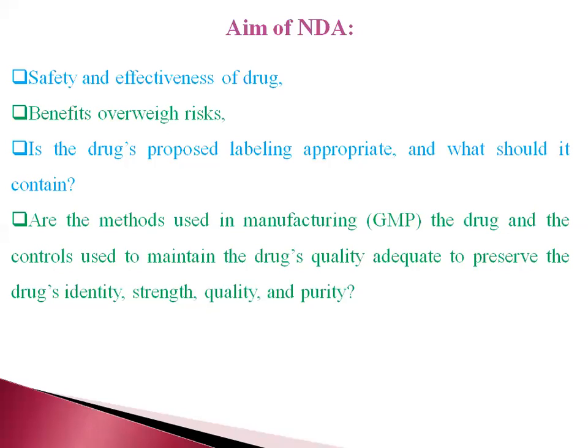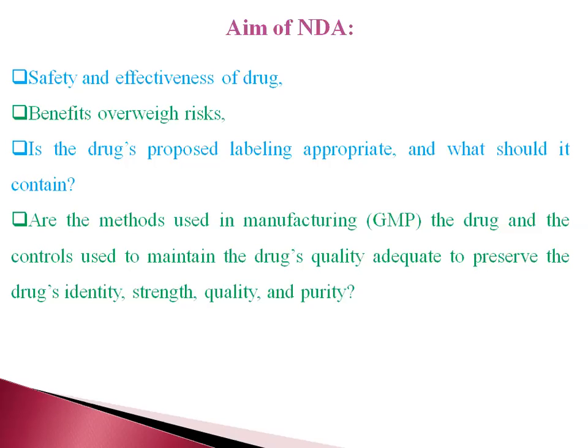So NDA application filing, this is the procedure. That means we are compiling the documents from phase 1, 2, 3 trials, and we are telling the regulatory authorities that the data obtained from these studies shows the drug is having safety and effectiveness. Benefits outweigh risk. Is the drug's proposed labeling appropriate and what should it contain? That type of data will be explained in that NDA application.